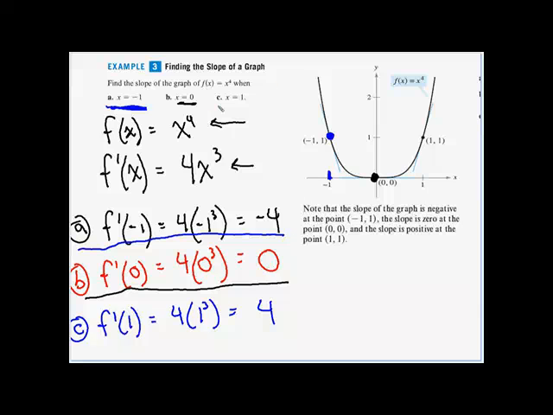And last, when x is 1. If we plug 1 into the original function, the position function, 1 to the fourth is 1, so that's our position in the coordinate plane. But what's the slope occurring at that point? Well, we plug that same x value into the derivative, and we get an output of positive 4. So here our tangent line would be a nice, steep, upward sloping line, a slope of 4, up 4 over 1.